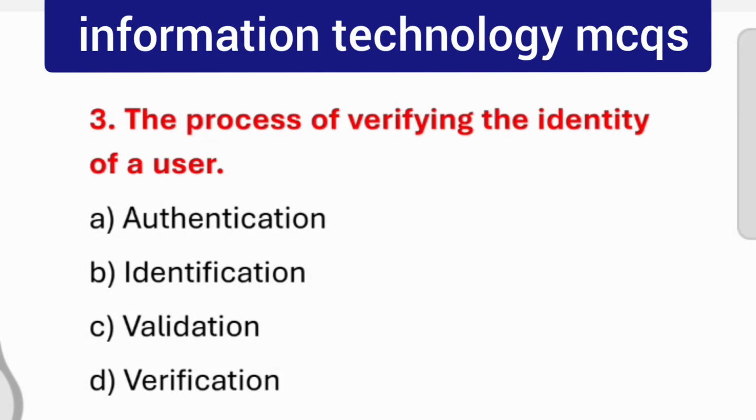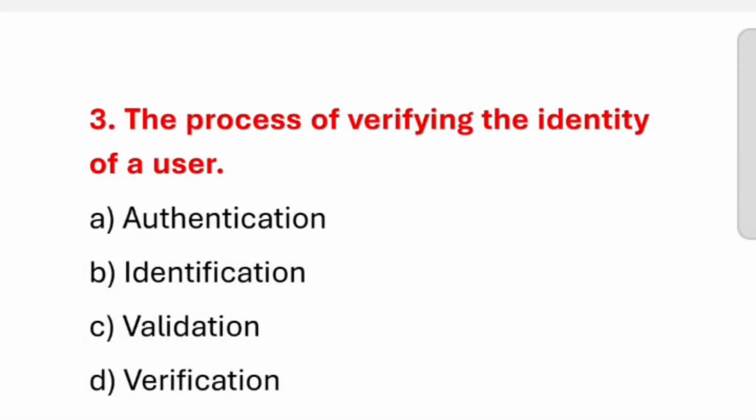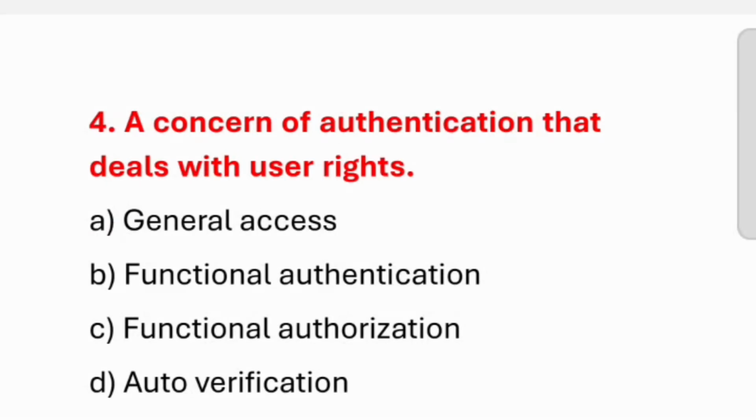Question number 3. The process of verifying the identity of a user. Correct answer, authentication. It is typically based on passwords, smart card, fingerprints, etc. Question number 4. A concern of authentication that deals with user rights. Correct answer, functional authorizations.